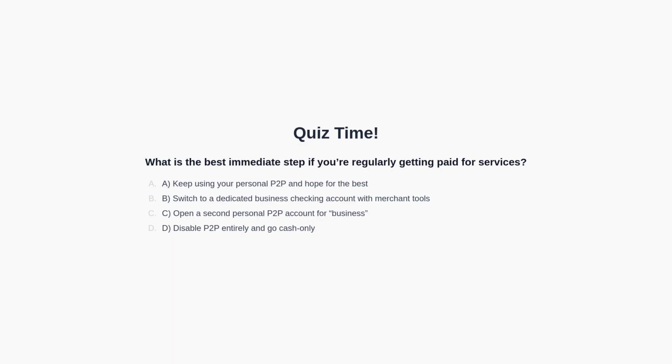Here's another question. What is the best immediate step if you are regularly getting paid for services? Option A. Keep using your personal P2P and hope for the best. Option B. Switch to a dedicated business checking account with merchant tools. Option C. Open a second personal P2P account for business. Option D. Disable P2P entirely and go cash only. You may pause the video now to think about the answer. We will discuss the answer in the next section of the video.